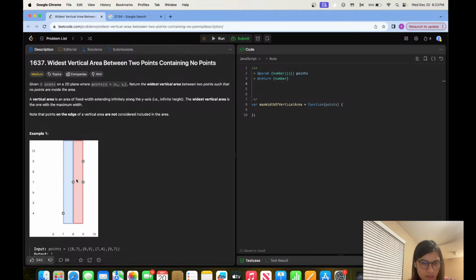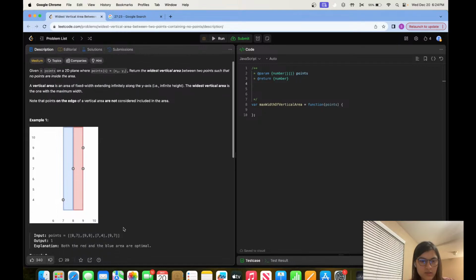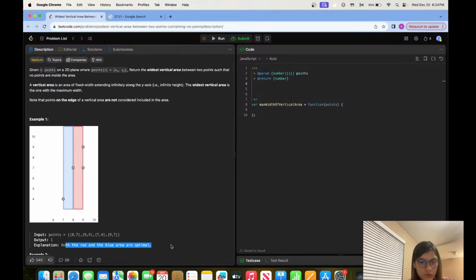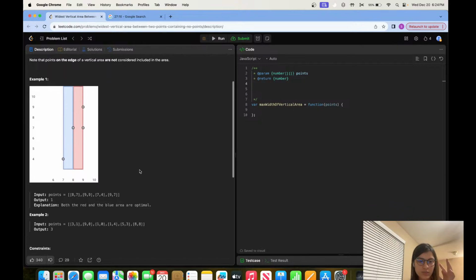Because between 8 and 9 the width is 1, and the widest vertical area is the one with the maximum width, right? But actually, from 7 to 8, this would also have been the same width, right? The widest vertical area is the one with the maximum width. Yeah, both red and blue areas are optimal. That's what I was saying. So this blue area is also optimal, and this area is also optimal.